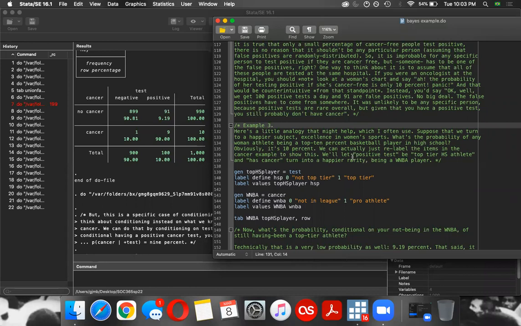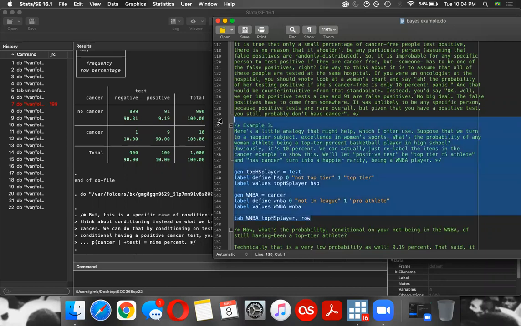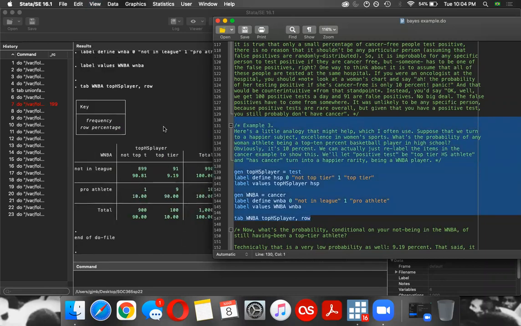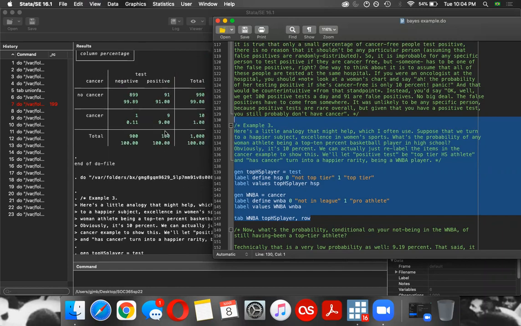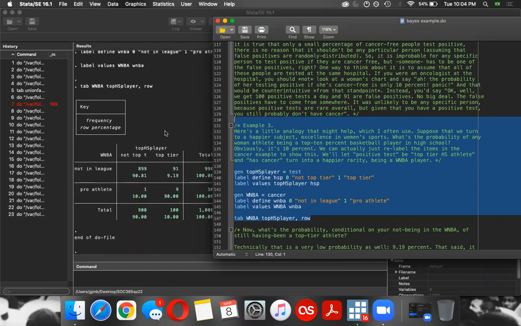And let's actually just relabel the variables in this gloomier example to match this new sports analogy. And what's going to be the analogy of cancer? Well, let's use something a little bit happier again. We're going to turn having cancer into its happier analog of being a WNBA player, a professional women's basketball player. And we'll use positive tests to mean you were a top tier high school athlete, where top tier just means top 10%. So let's look at these data now. And we can see here we have the same numbers if we compare the raw frequencies, but we've relabeled them.